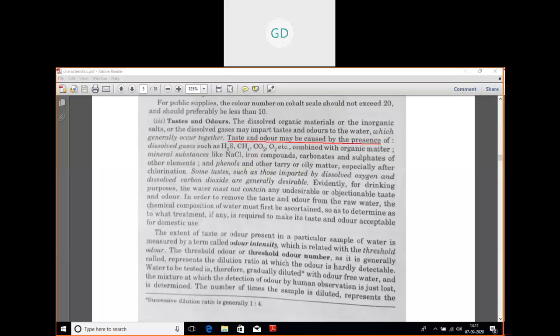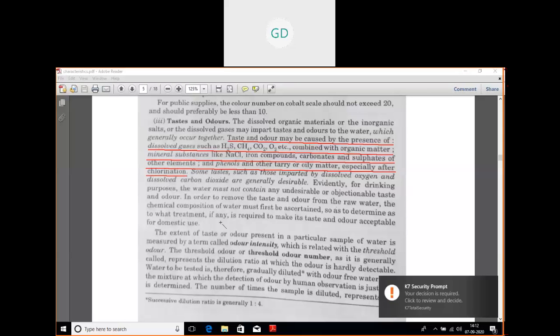Taste and odor may be caused by the presence of dissolved gases such as hydrogen sulfide, methane, carbon dioxide, oxygen, combined with organic matter, and mineral substances like sodium chloride, iron compounds, carbonates, and sulfates of other elements, and phenols and other tarry or oily matter, especially after chlorination. Okay, you can write these lines later. Now you can take a screenshot of the red lines that I have marked.